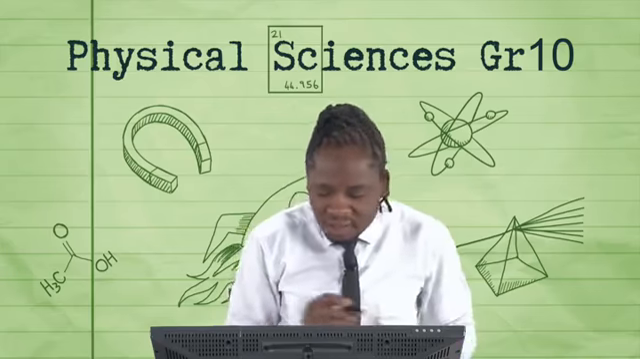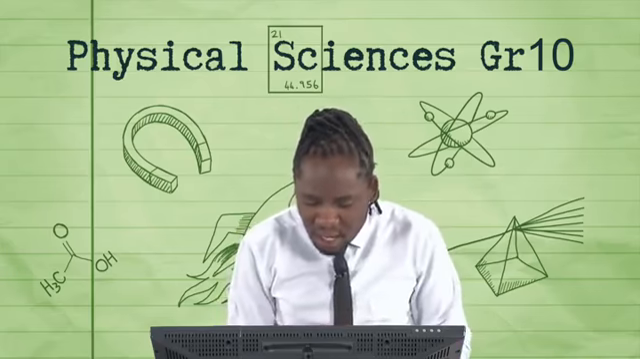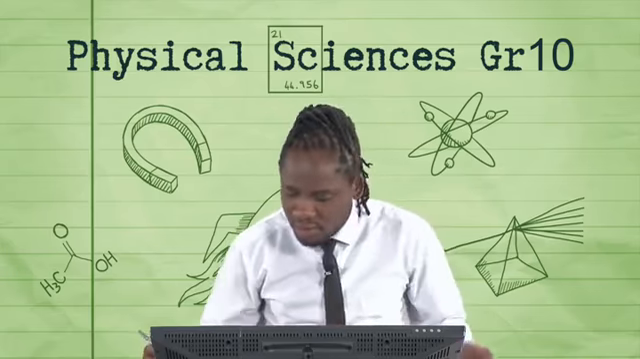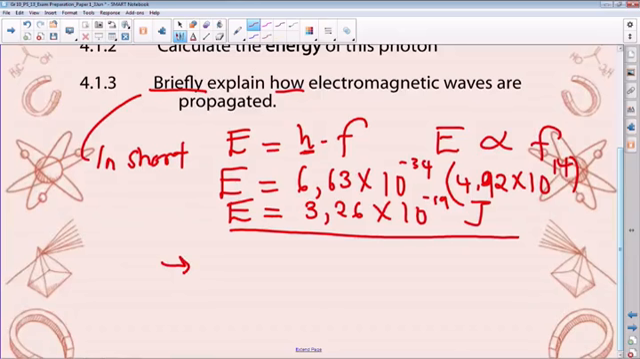Hence, emphasis is on the brief explanation of how electromagnetic waves are propagated. It's very important when we talk about electromagnetic waves. These are special waves which can be transmitted in a vacuum. So what we have is we need to have an oscillating charge for us to propagate any form of electromagnetic radiation.